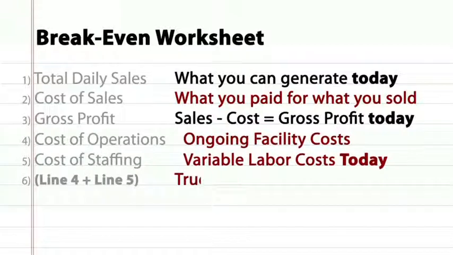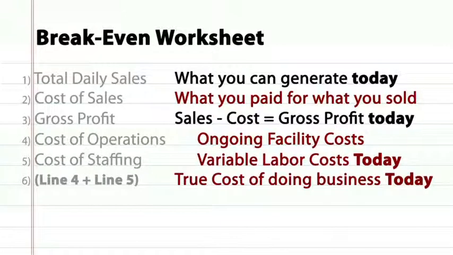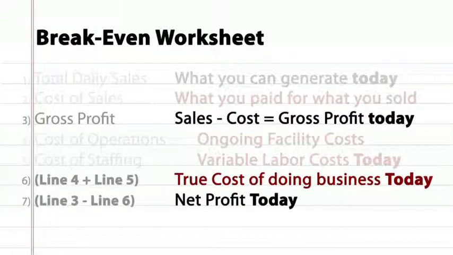Now you will add line number 4, cost of operations, and line number 5, cost of staffing. This gives you your true cost for today for operations, for all of your employees, and or yourself if you're including yourself in the daily projection. Next, we will deduct line number 6 from line number 3. Line number 3 is gross profit, the amount of money you had left after you paid the goods or cost of service that you sold today. Line number 6 is your cost of operations and your cost of staffing.